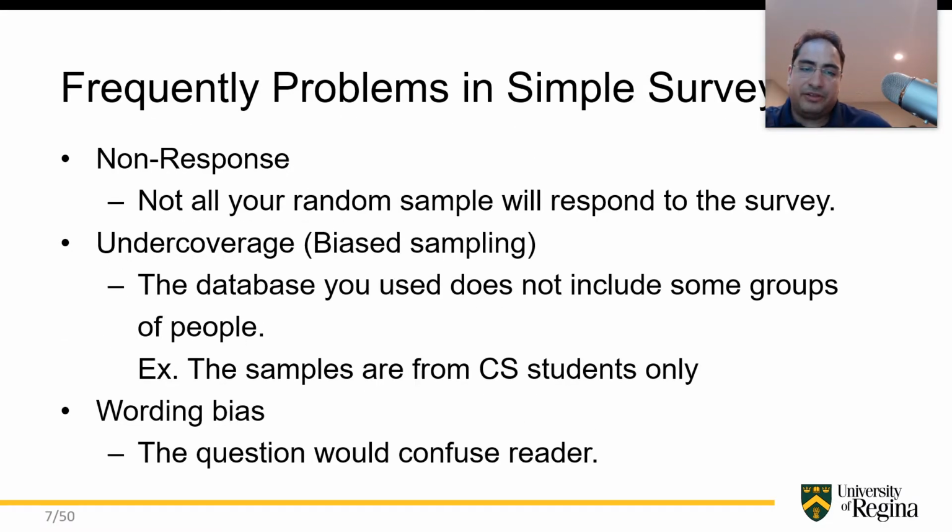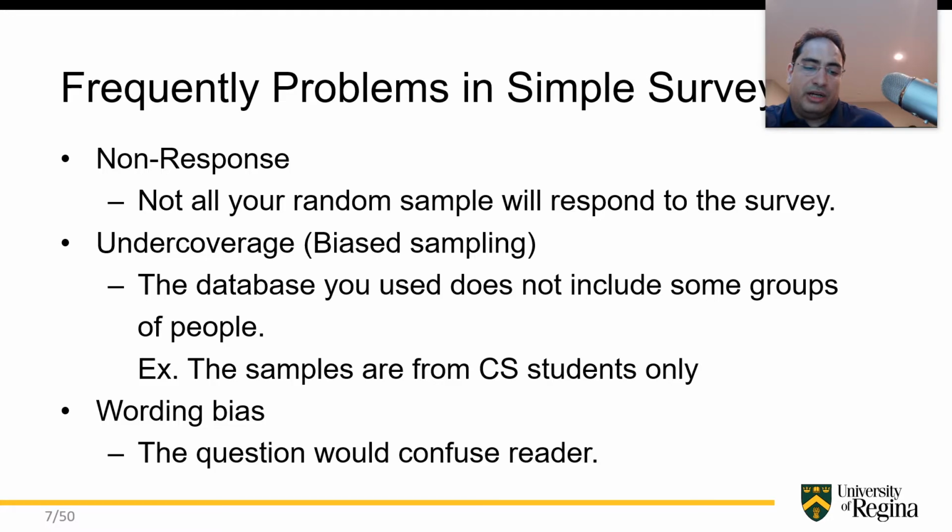There are some frequently occurring problems in these simple surveys. One is non-response. Not all your random samples are responding to the survey. You select a few people to send the survey to, and then they do not respond to your survey. So non-response is one major problem: you've carefully selected a lot of people, but they're not answering.